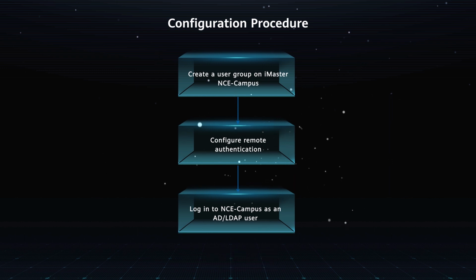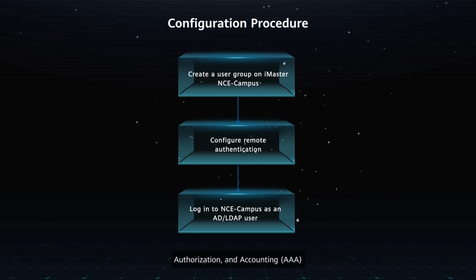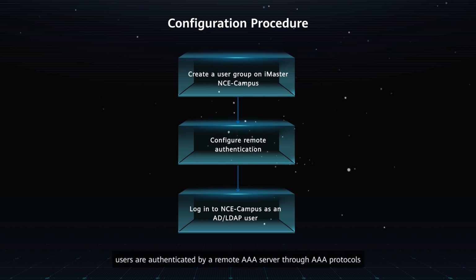Function description. User authentication modes include local authentication and remote authentication. If remote authentication is enabled, the local system can interconnect with a third-party system to implement authentication, authorization, and accounting, that is AAA. After the interconnection is complete, users are remotely authenticated by the third-party system instead of the local system. In remote authentication, users are authenticated by a remote AAA server through AAA protocols.